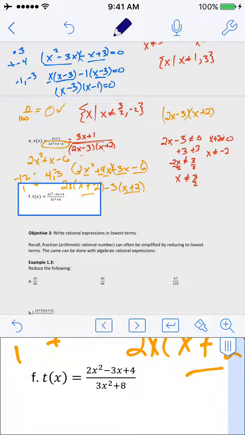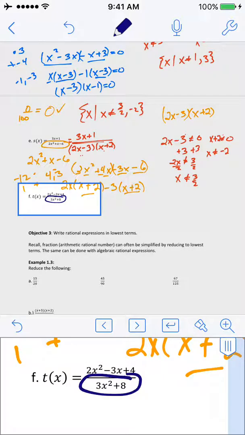We've got t of x is equal to 2x squared minus 3x plus 4 over 3x squared plus 8. Now again, the numerator is not important, right? Because you can get that equal to 0. The numerator can be anything it wants to, any number in the universe. Heck, it could be another fraction. We'll talk about that a little later in the chapter.